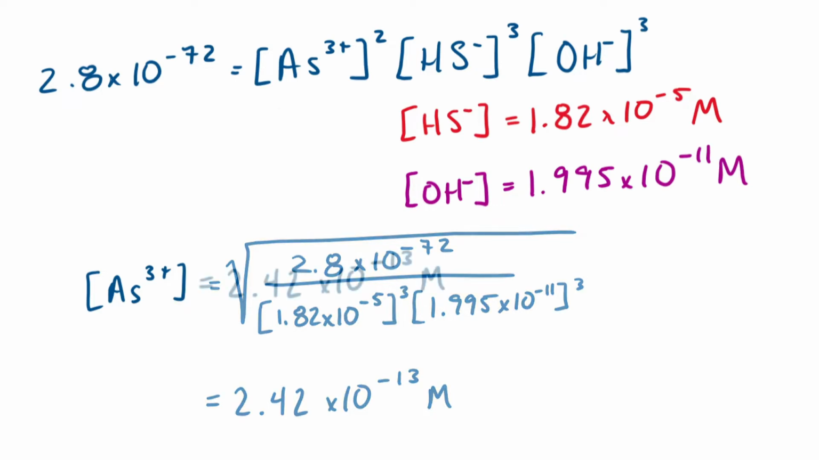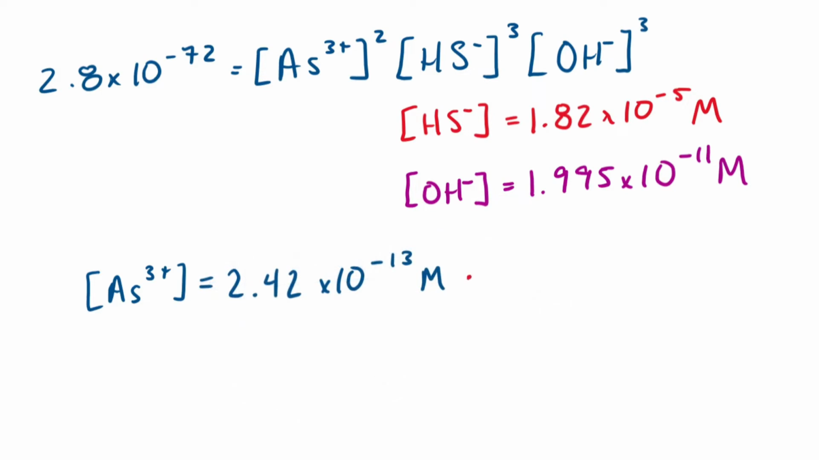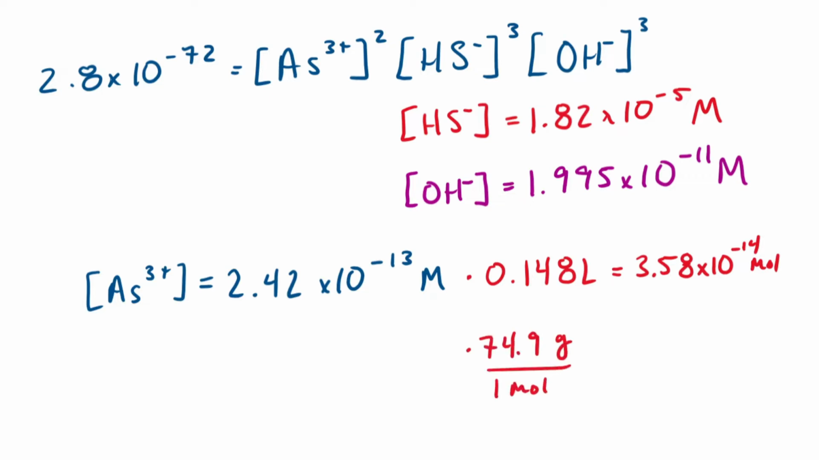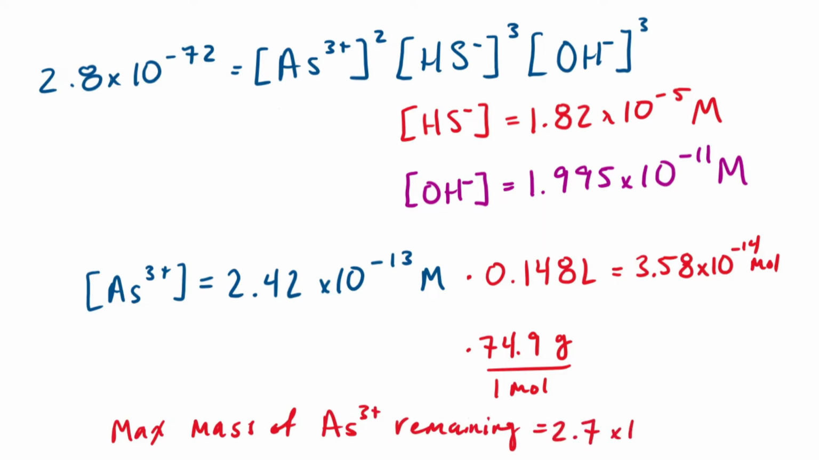So however much arsenic was in the glass to begin with, only 2.42 times 10 to the negative 13 molar can remain once we've saturated the glass with hydrogen sulfide. In a 5-ounce or 148 milliliter glass, that leaves a maximum of 2.7 times 10 to the negative 12 grams of arsenic dissolved. According to the CDC, the minimum lethal dose of arsenic is 50 milligrams. This method would extract all but the tiniest fraction of that amount, letting you know if your hostesses are really as benevolent as they seem.